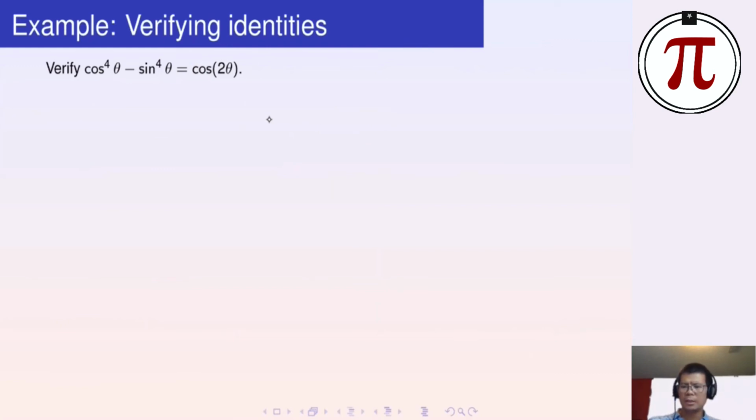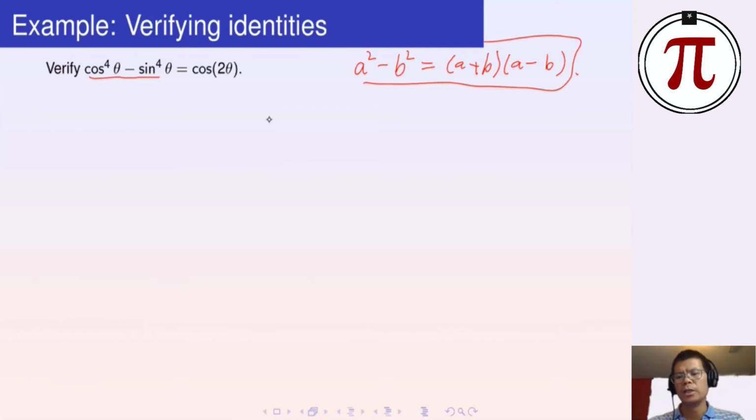Mustafa, can you read for us, please? Verify cosine to the fourth theta minus sine to the fourth theta equals cosine 2 theta. Okay, very good. Now this one, you want to know the formula: a squared minus b squared equals what? (a plus b)(a minus b). Okay, so you need to use this formula.